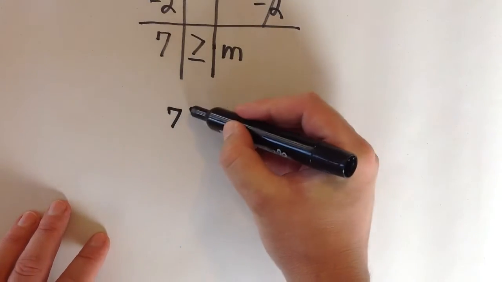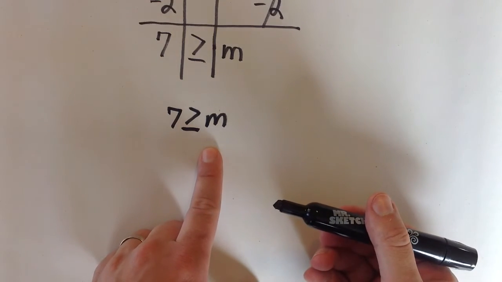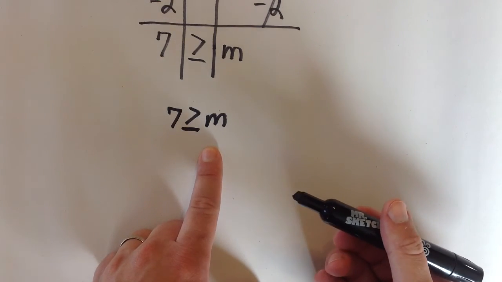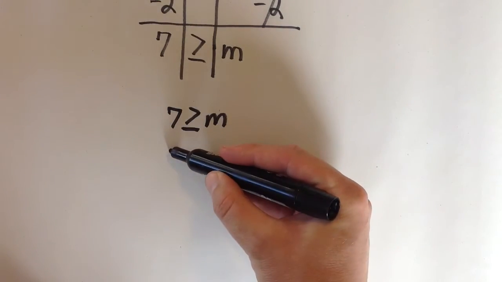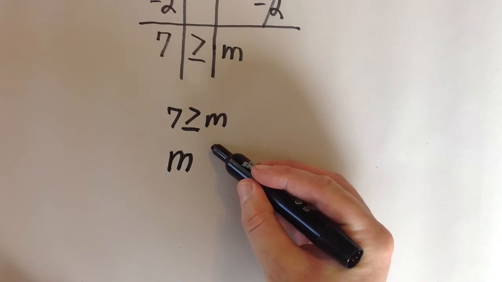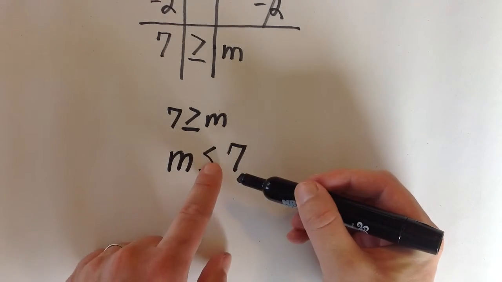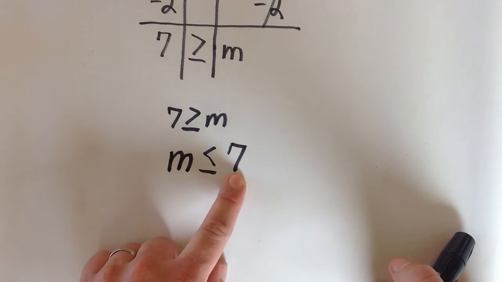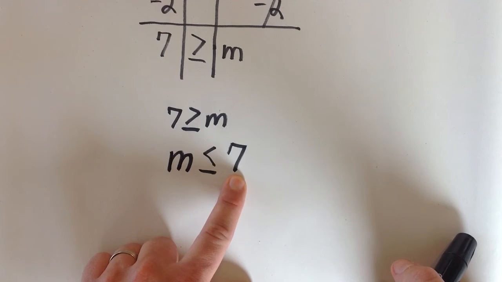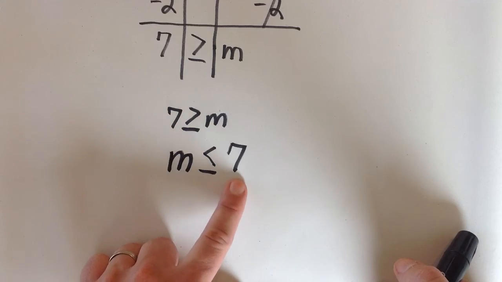Now, I am able to write this as 7 is greater than or equal to m, but this is actually going to confuse me much later when I have to graph it. So it's better to flip this so that my variable is on the left side. If you keep your variable on the left side, then it will always tell you how to graph it properly. So now it says m is less than or equal to 7. Notice how the inequality symbol has flipped so that 7 is still greater and the variable is still less than.